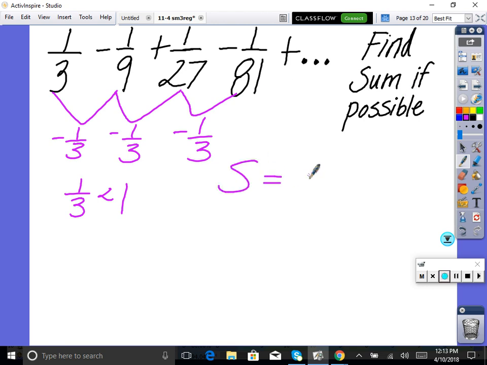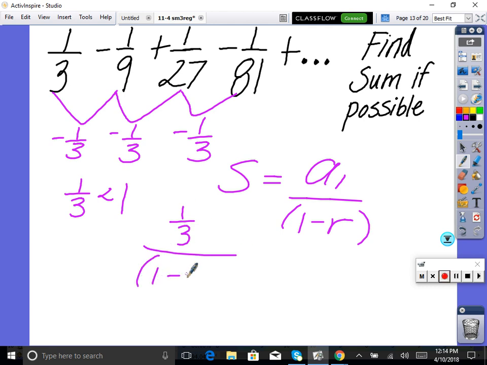So you'd say the sum is equal to a sub 1 over 1 minus r since it's infinite. A sub 1 is 1/3 divided by 1 minus our r, which was negative 1/3. Do you see? So you do put the negative in down here, just when deciding you don't look at the negative. So when you type that into your calculator, everybody make sure you can type it in right, you should get 0.25 or 1/4.